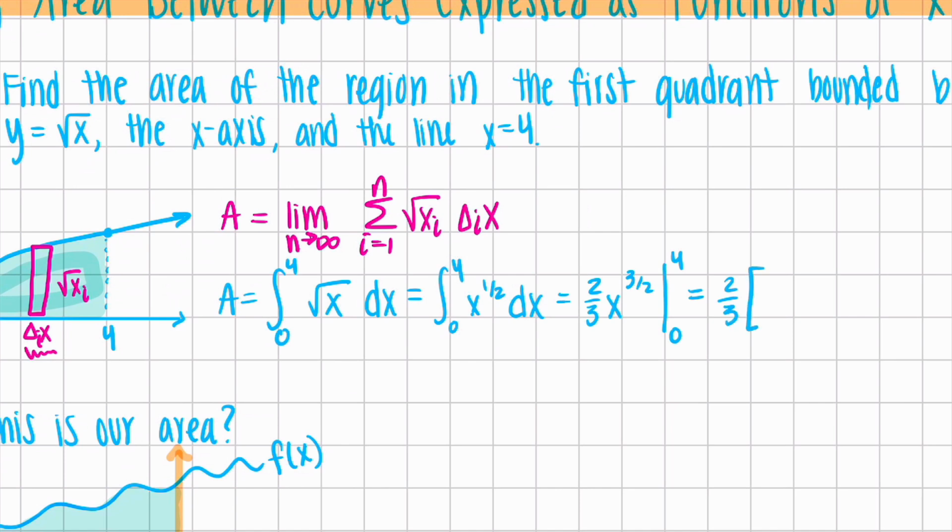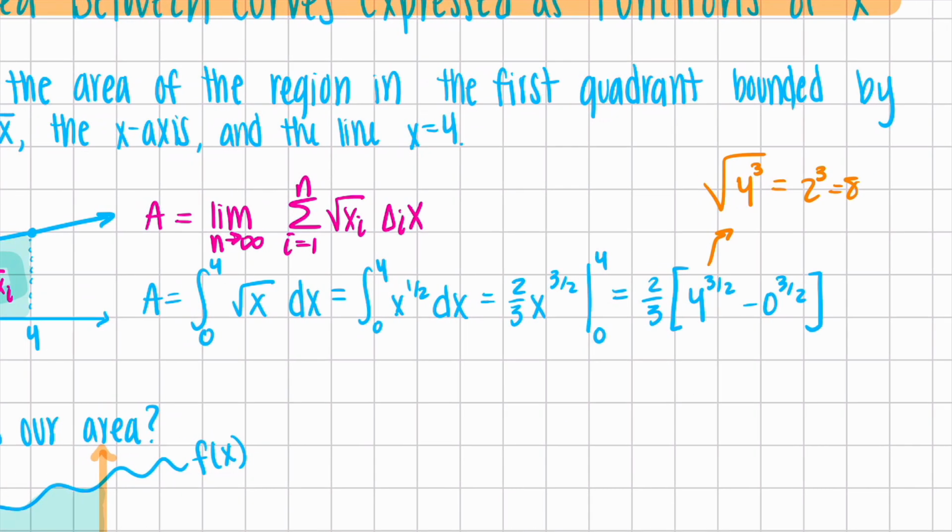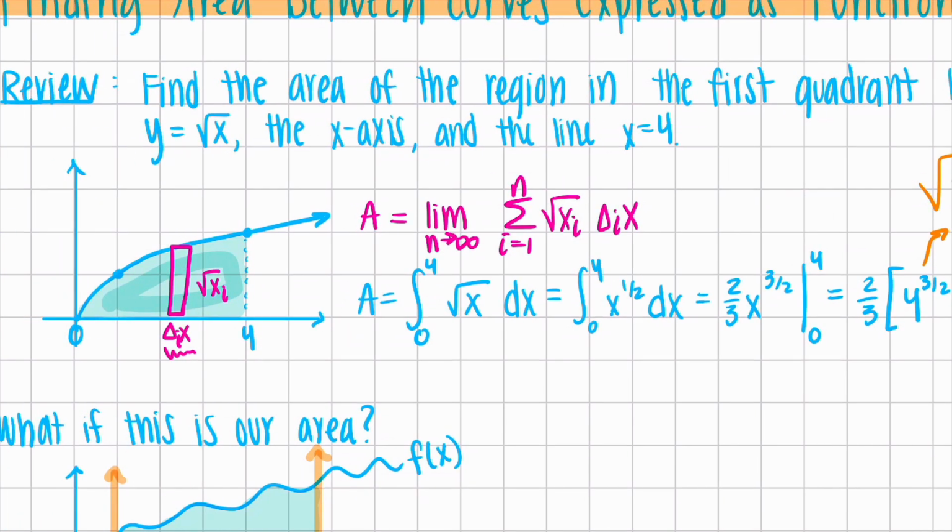So I'm going to plug in, I get 4 to the 3/2 minus 0 to the 3/2. Keep in mind that 4 to the 3/2 is 4 cubed square rooted. The square root of 4 is 2. 2 cubed is 8. So I really get 2/3 times 8 minus 0, but really just 2/3 times 8, and that is 16 over 3. So that is our first example.